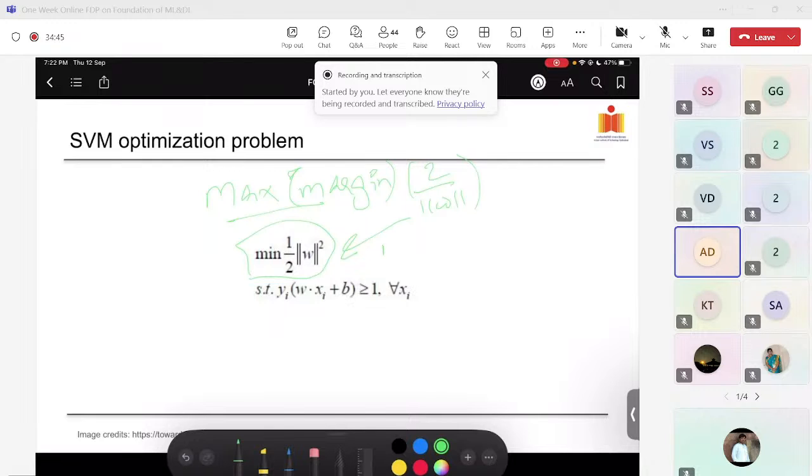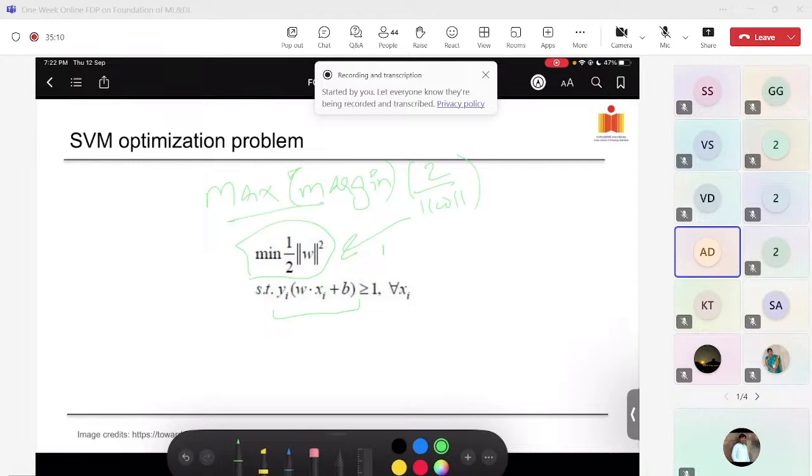So once you have this equation, there are certain conditions that have to be met. This equation is what we call a constrained equation in specific terms. Those conditions are these, where yi times (w·xi + b) must be greater than or equal to 1. This basically is saying that all the positive classes are on the left side, all the negative classes are on the right side. Now this problem can be solved using convex optimization.